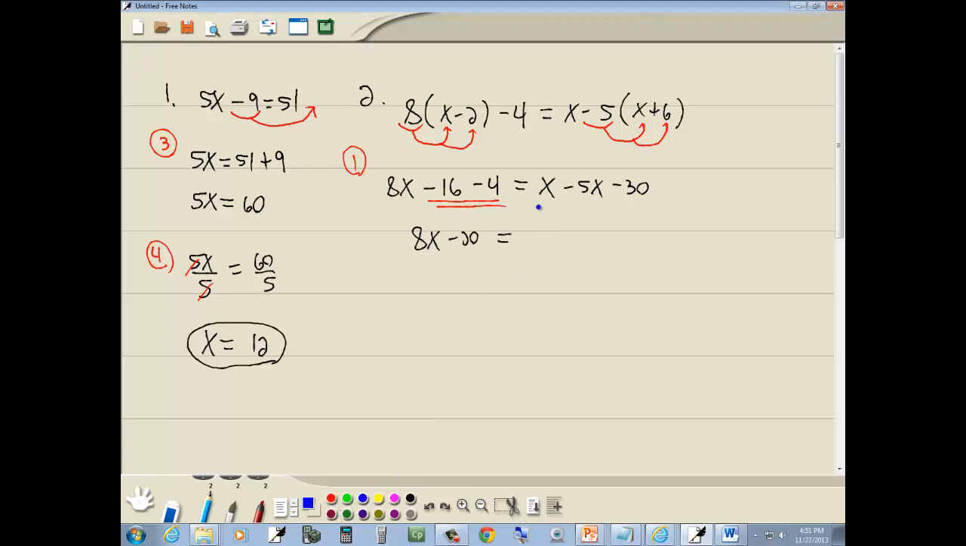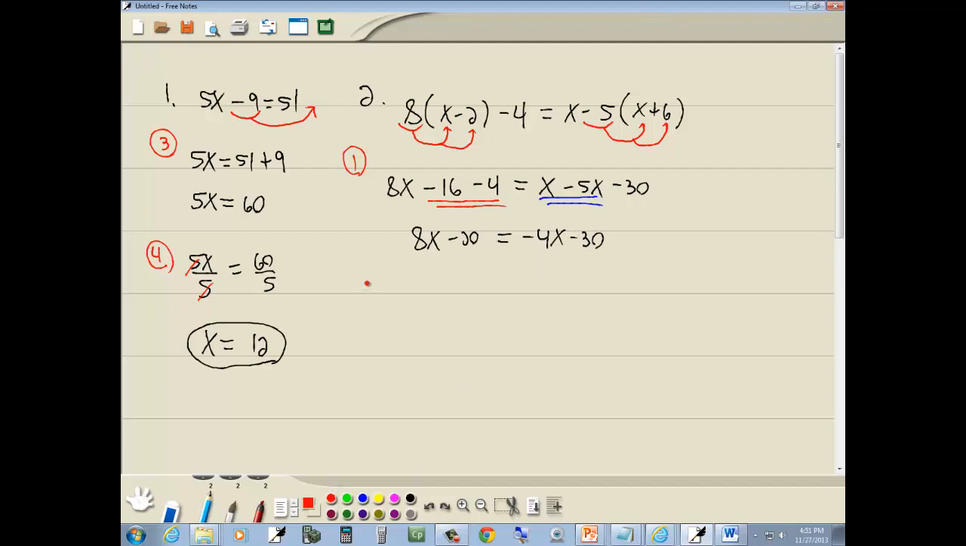And combine together like terms. Here we've got x minus 5x. Like terms is when you have the same variable, the same power. These are both x to the first power. And when you have that, to combine them together, you add or subtract the numbers out in front. There's an invisible 1 here, minus 5. So 1 minus 5 gives us negative 4x minus 30.